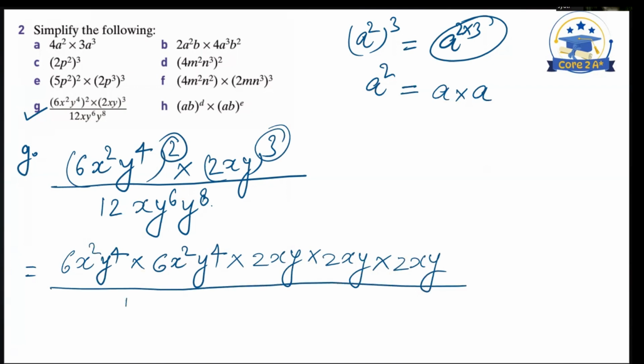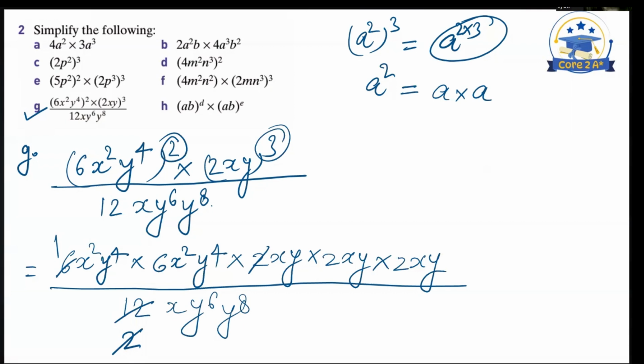And in the bottom, 12x y to the power 6, y to the power 8. Okay. Now it's time for cancellation. 6 times 1, 6 times 2 times 12. We can cancel this 2 from that 2. Good. And then, let's add all the powers of the same base.